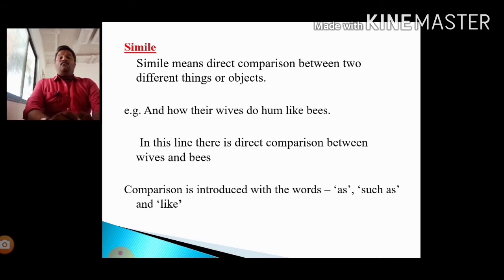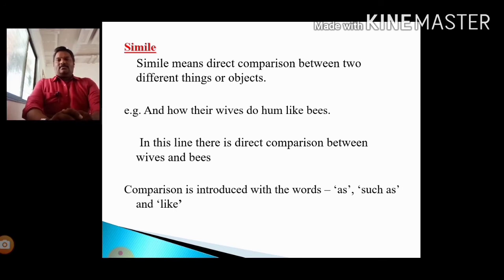And how their wives do hum like bees. In this line, there is a direct comparison between wives and bees. How would one understand this is a direct comparison? When there is a use of the words as, such as, or like, these words show the direct comparison.